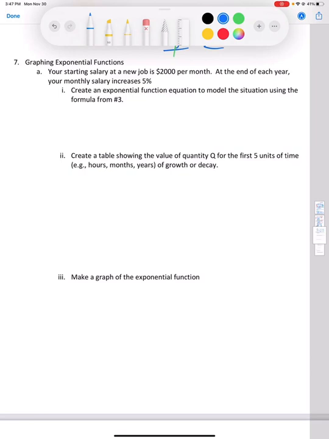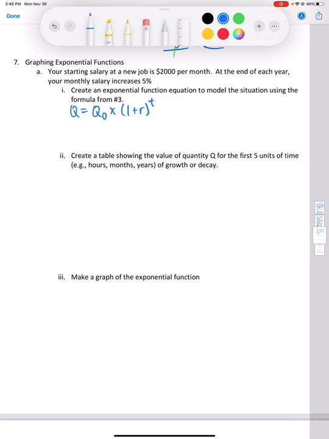Next, we're going to graph our exponential functions. Let's take a look at an example situation. Your starting salary at a new job is $2,000 per month in dollars. At the end of each year, your monthly salary increases 5%. Create an exponential function equation to model the situation using the formula from number 3. Okay, so the formula from number 3, as we recall, is Q, quantity, equals Q sub 0, the initial value, times 1 plus R, the growth rate, to the t power.